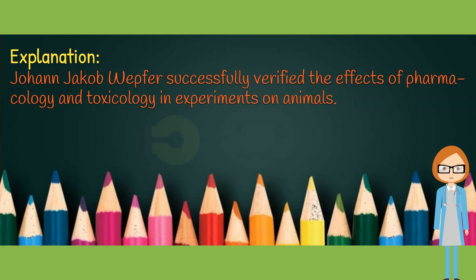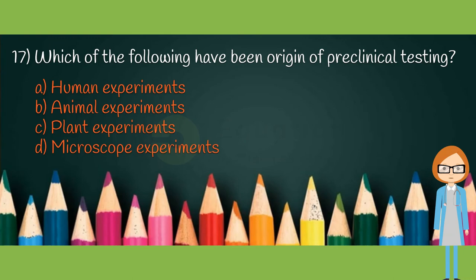Question 17. Which of the following has been the origin of preclinical testing? Option A, human experiments. Option B, animal experiments. Option C, planned experiments. Option D, microscope experiments.